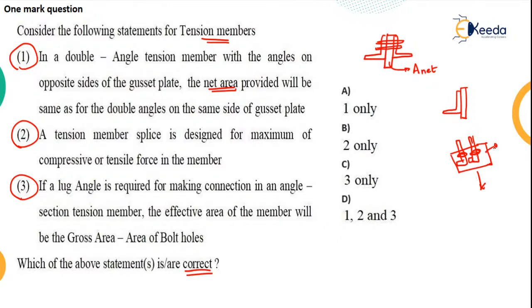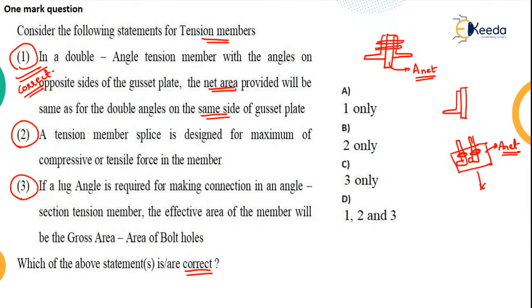So is this net area equal to this net area? When angles are provided on both opposite sides and when angles are provided on the same side, is the net area the same? He is telling it is the same. So this option is perfectly correct, because angles are two, bolts are two, whether it is on the same side or on different sides, it doesn't matter. So the first statement is correct.